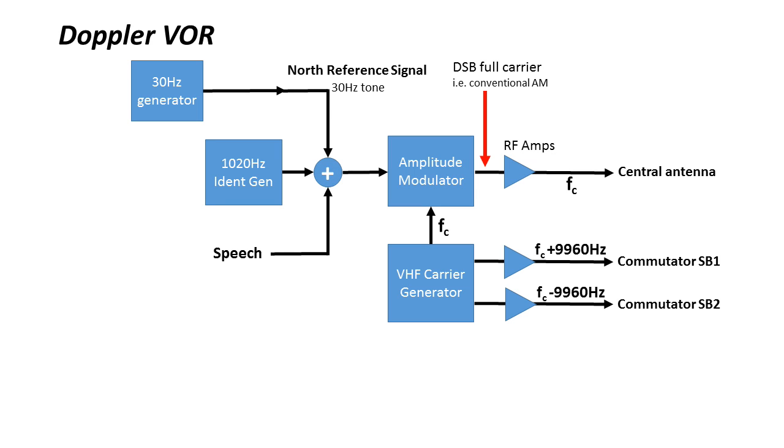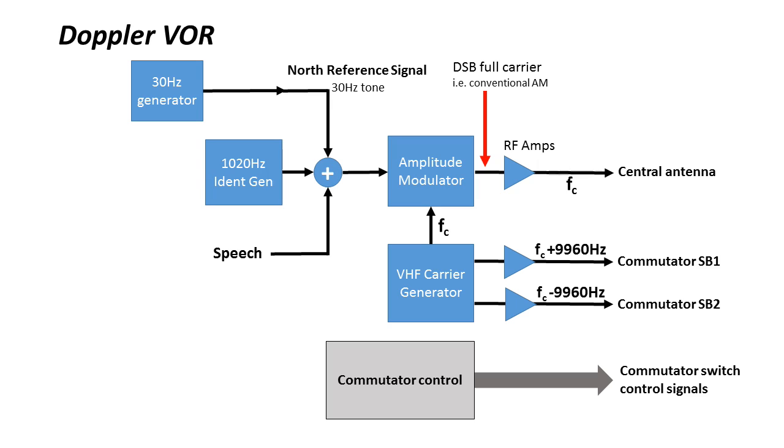The carrier generator also produces the FC plus 9960 and FC minus 9960 Hz signals. These need to be coherent with the carrier so that when the space modulation occurs, the FM subcarrier is properly constituted. This means getting the correct frequency and phase relationships. The two sideband frequencies are again passed through RF amplifiers to give somewhere around 25 to 50 watts, which allows for power losses in the commutator and cabling to the 48 antennas. So the RF side of the Doppler VOR transmitter is quite simple. However, this is made up for by the commutator control electronics.